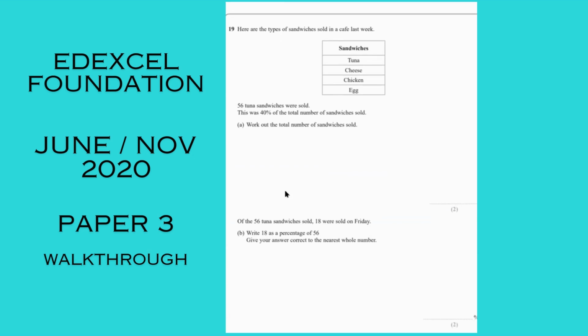Number 19. So got some sandwiches. 56 are tuna, worth making a note. This was 40%, so 40% of the sandwiches are worth 56 sandwiches. Nice little shortcut, let's divide by 4. So 10% of the sandwiches are 14. But we want all the sandwiches. All means 100%. Times it by 10, 140.